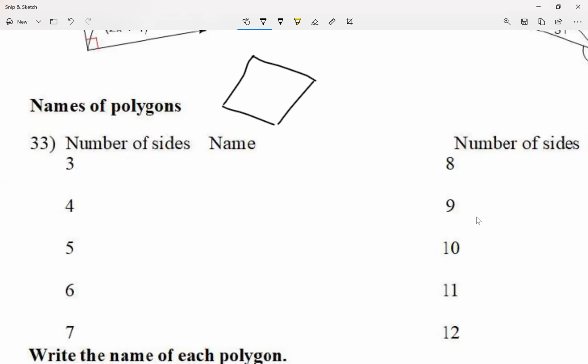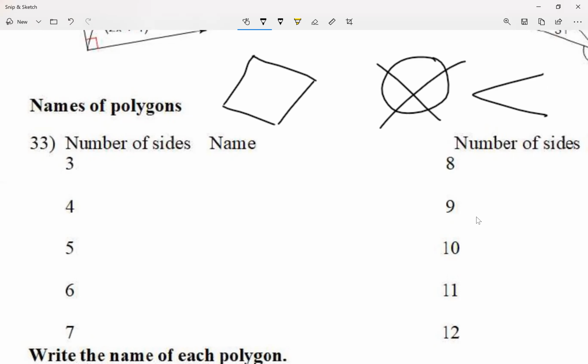Now, something that is not a polygon is that, because the sides are not straight, right? The sides have to be straight, so that's not a polygon. Something else that is not a polygon is when sides are straight, but they're not connected. So that's not a polygon. So the sides must be straight and they must be connected in order for us to be able to call it a polygon. Now we're going to be talking about the names of the polygons.